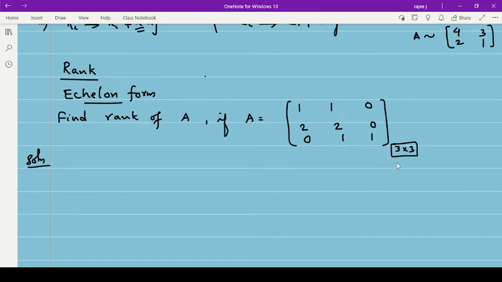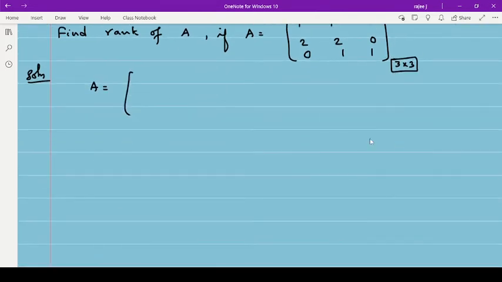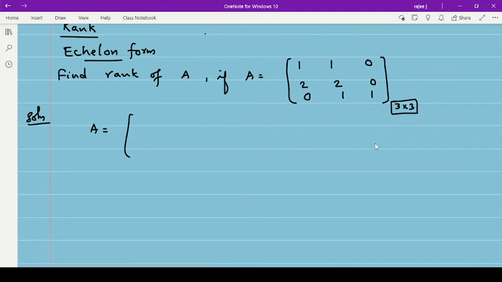So A is equal to this one. I'll write here A is equal to [1 1 0; 2 2 0; 0 1 1]. You need to put square brackets always. This is our A. Now in echelon form, what we do is only row transformation.